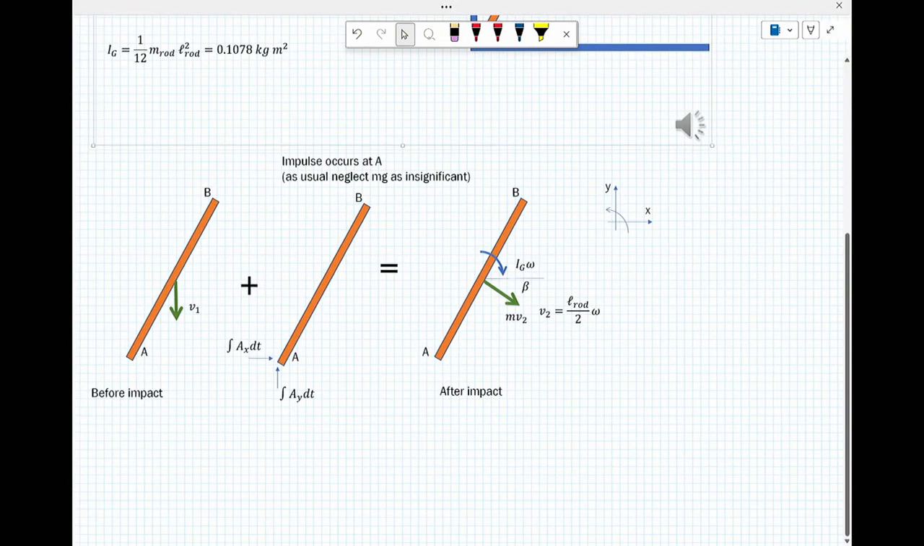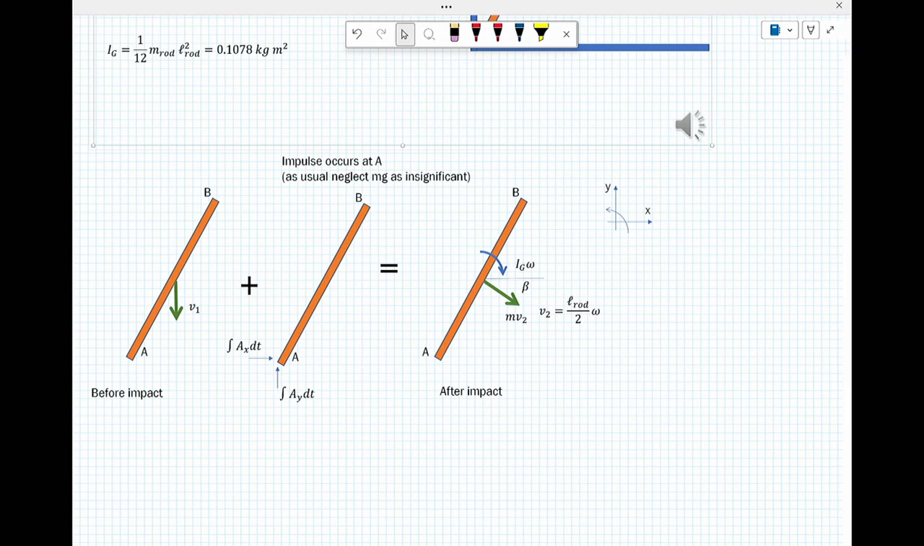So before impact, I have a velocity acting down. After impact, I have the reaction forces at the corner, and I didn't really include the weight, it's not going to do anything. And then after impact, which is the more interesting part, I'm going to have an angular velocity and a linear velocity associated. So, when you're solving these problems, make sure that you draw everything out.